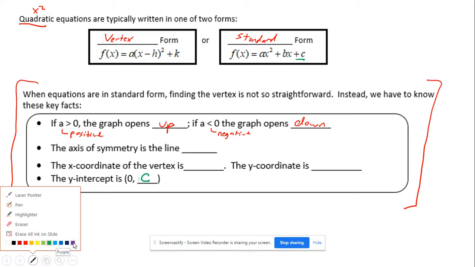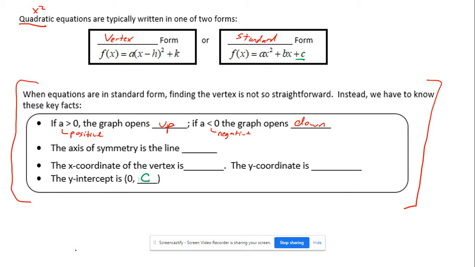Now, let's get to the slightly more complicated ones. The axis of symmetry is the line x equals negative b divided by 2a. So to find the axis of symmetry, we have to plug the number in front of x and the number in front of x squared, b and a, into this formula. This formula you have to memorize. The x-coordinate of the vertex is that same formula. It's negative b divided by 2a. So that formula is really important. It's how we find the axis of symmetry, and then it's how we find the x-coordinate of the vertex.